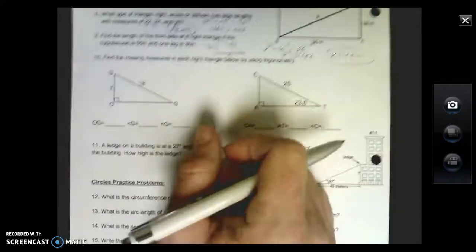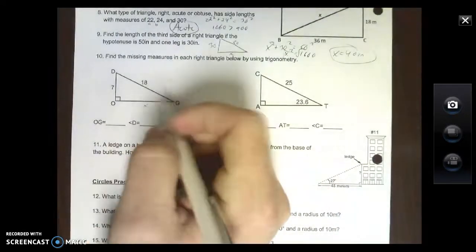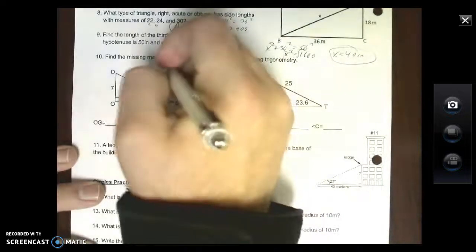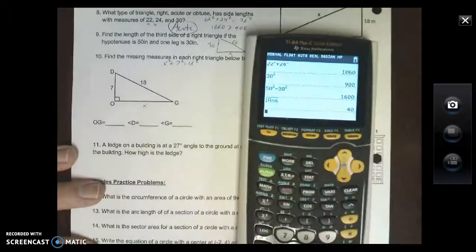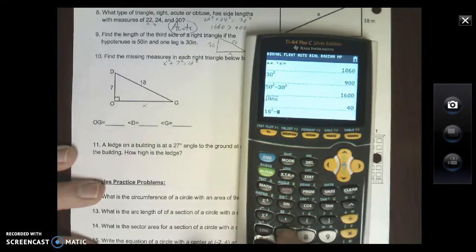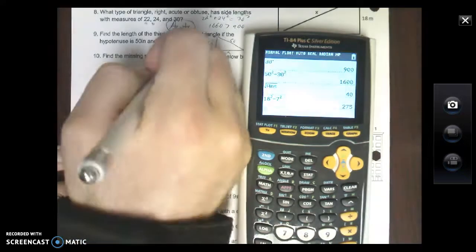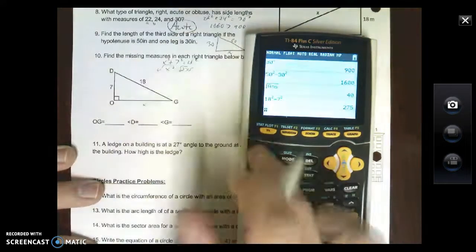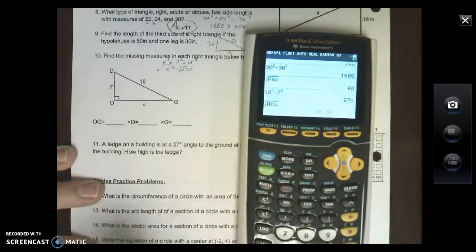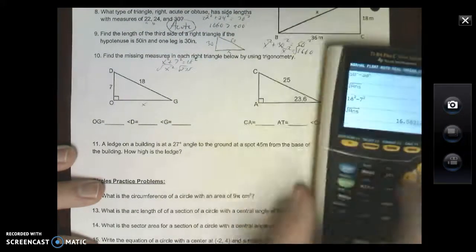Find the missing measures in each right triangle below by using trig. So I can find the side for the first one by doing the Pythagorean theorem. x squared plus 7 squared equals 18 squared. Again, I'm going to do 18 squared minus 7 squared. I get x squared equals 275. Square root left, square root right, 16.58.